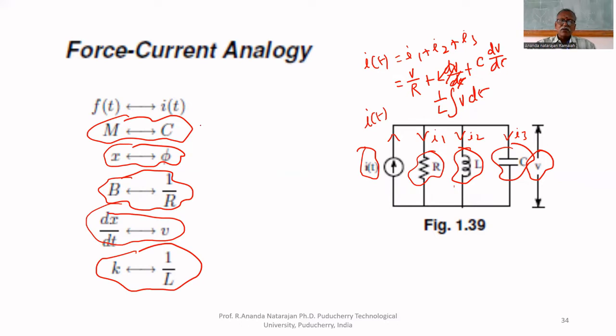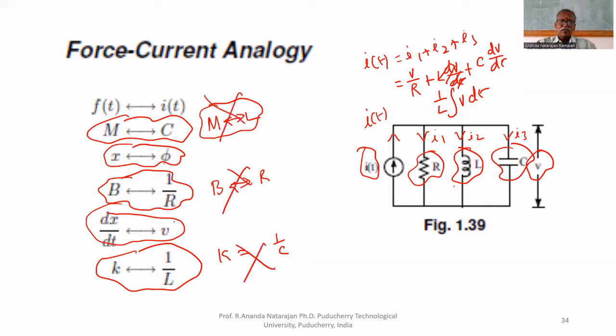But earlier, in the force voltage analogy, M is identical to L, and K is identical to 1 by C. Here it is 1 by L. That is the only difference. Earlier B was identical to R, now 1 by R. So wherever you find M, replace it by C. Wherever you find B, replace it by 1 by R. Wherever you find K, replace it by 1 by L. You will get the electrical force current analogy.